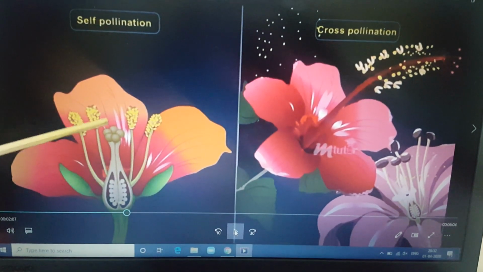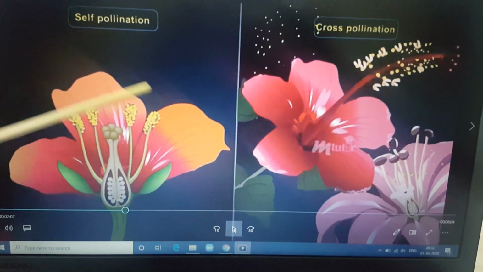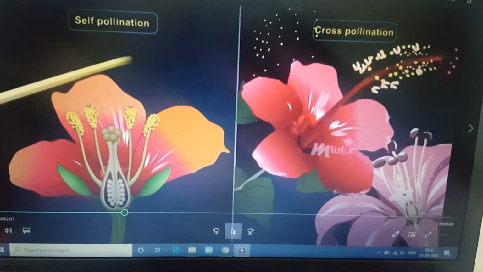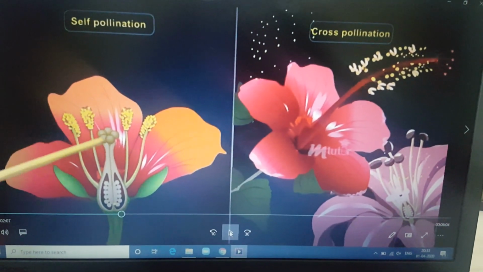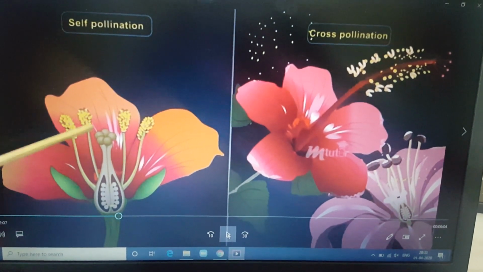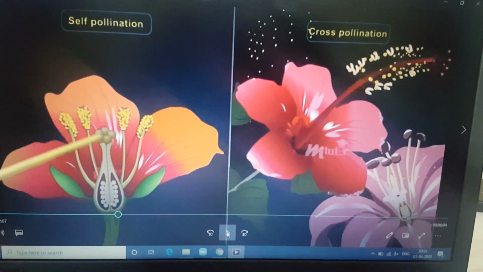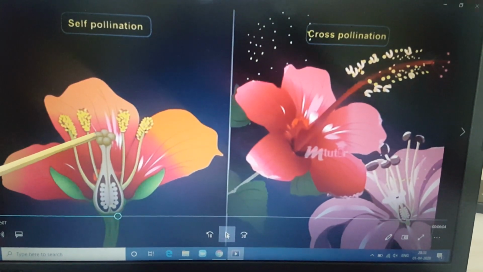Self-pollination, as you have all seen, is when the pollen falls from the anther to the stigma in the same flower. You could see how close by it is. The stamens are very close to the female part of the flower. The pollen falls on the stigma very easily since they are very close by, and the wastage of pollen also will not be there.